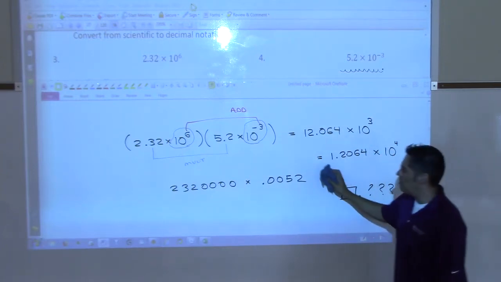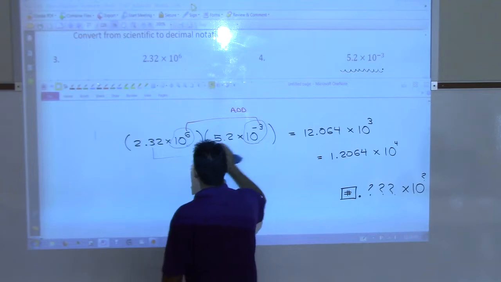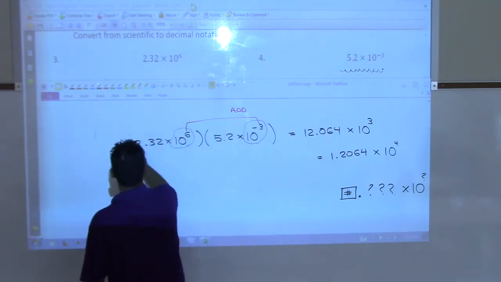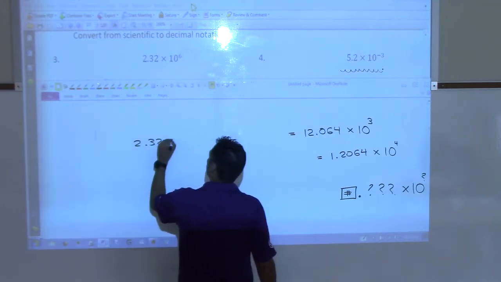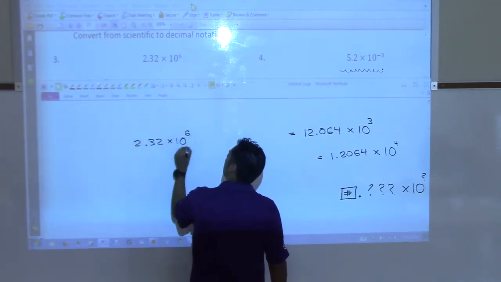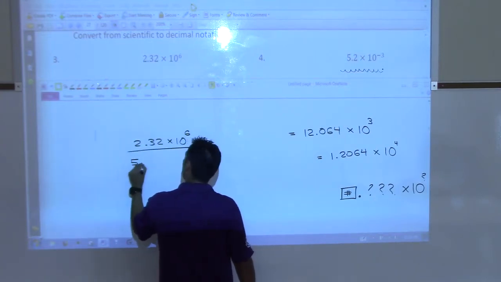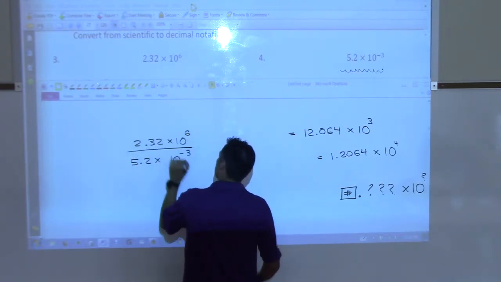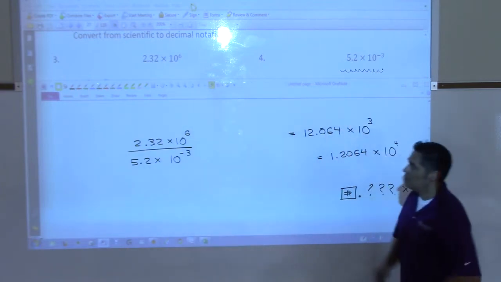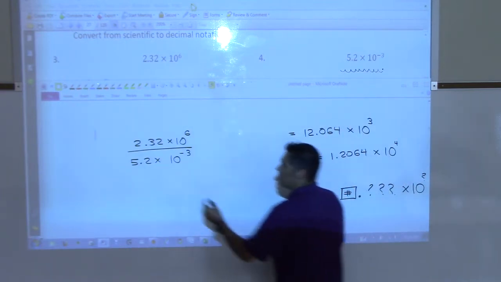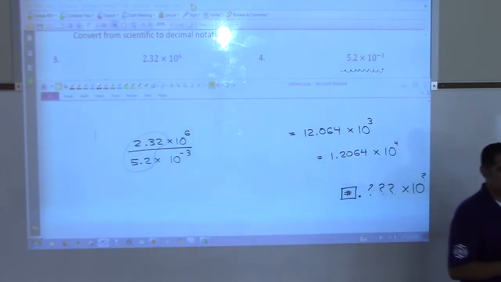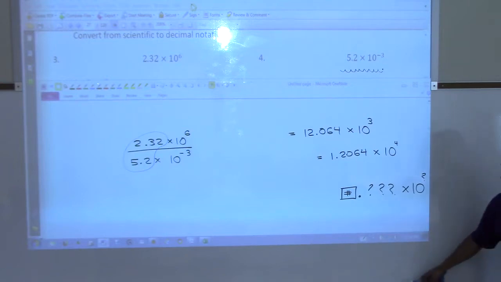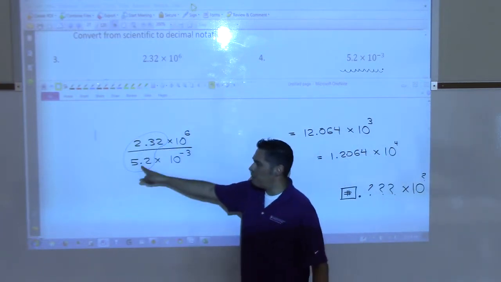It also works the same way with division. What if we were to take these two numbers and divide them? This is a little bit trickier, but what if I asked you to divide these two numbers? So take that number and divide it by that number. So what do you think you do? What do you think you do with these? On your calculator, right? What did we do when we multiplied the two? What did we do with those numbers that were out front?